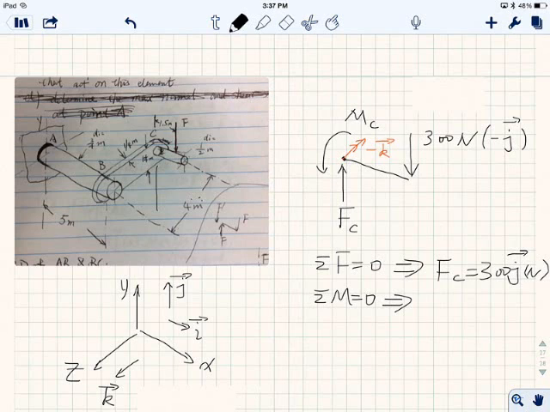Okay, so summation M is also 0. So therefore, I know the moment caused by these 300 newtons will be equal to 300 newtons times the distance, which is 1.5, because this distance over here is 1.5 meters, right? So therefore, this moment caused by the 300 newtons, we come here for direction, it's the opposite direction of k, so therefore it's negative k. Make sense now? All right. So the quantity equals 450 newton-meters, and the direction over here.